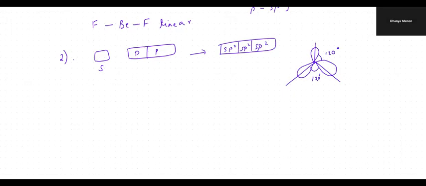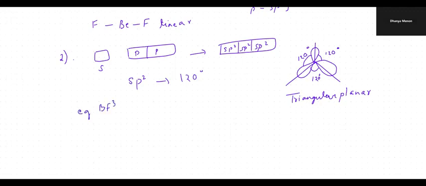What is the name of the shape? Triangular planar. Okay. So sp2 hybridization, and it is triangular planar. And what is the bond angle? Bond angle is 120 degree. Triangular planar. So an example is BF3, boron trifluoride.